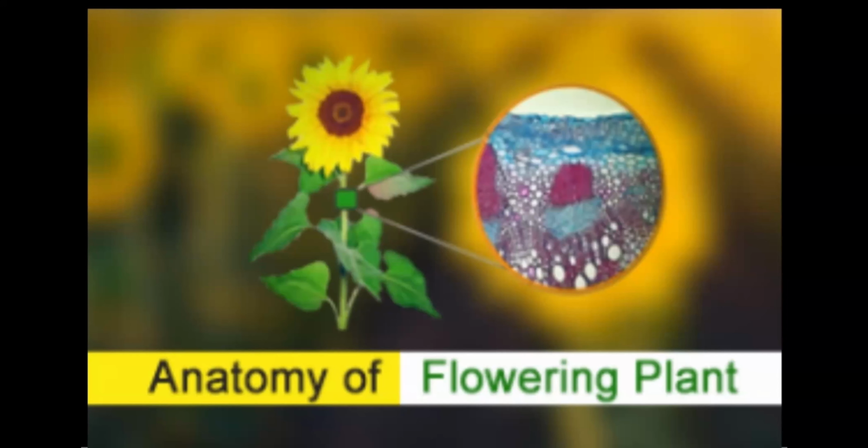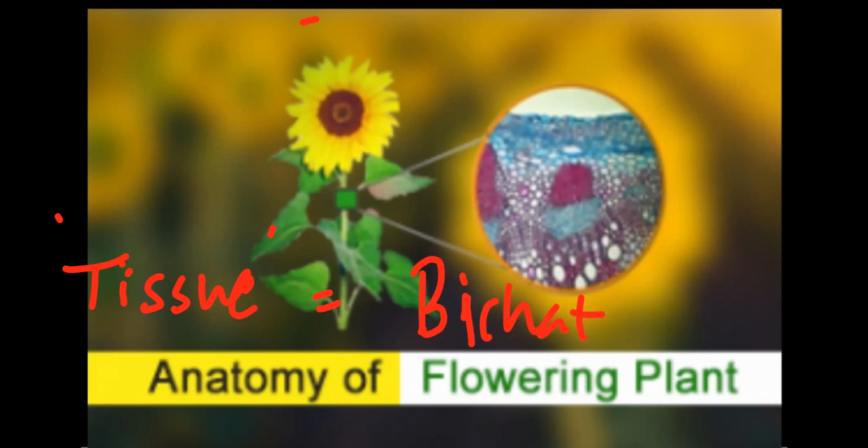Basically, it's all about the arrangement of tissues inside the plant. This term tissue, as such, its individual study is called histology. Exclusively the study of tissue is called histology. But when you study the entire organization of these tissues inside the organ, then you are talking about anatomy. So histology is about individual tissue study, whereas anatomy is about arrangement of tissues inside the organs of the body. So these two terms are different. The term tissue was coined by Bichat, the father of histology.